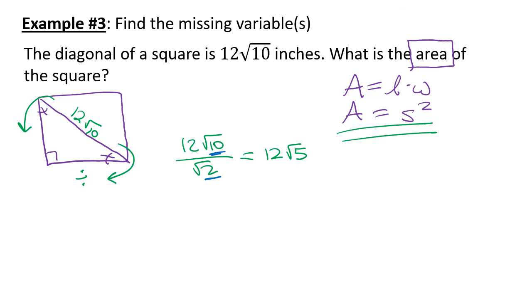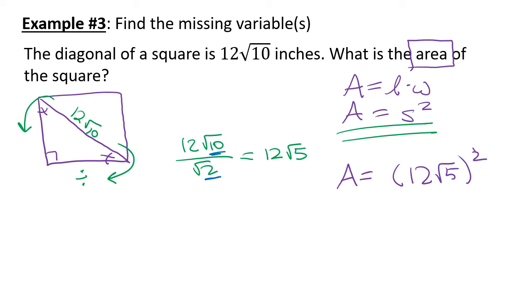Now, this is not my answer. Remember, the problem asked me to find my area. So the area is length times width, or side squared, whichever one you want to think about it. I'm going to use side squared. So 12 square root of 5. And I put parentheses around that because it's a grouping symbol and I have more than one thing going on. So I have 12 and I have square root of 5.